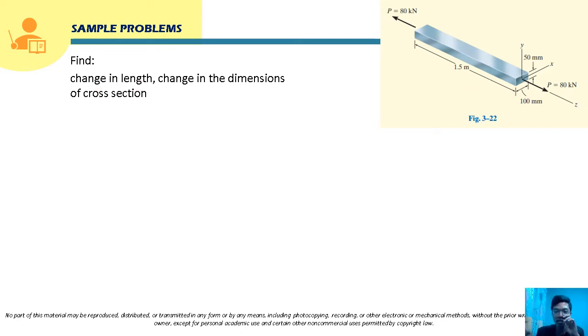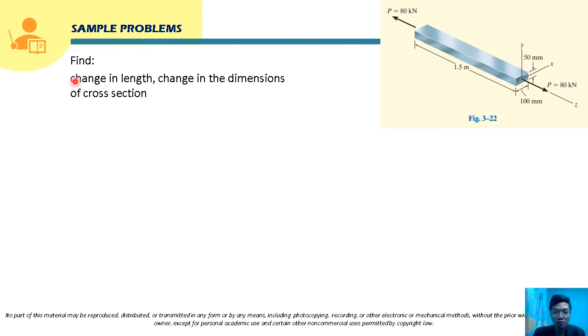Okay, it will elongate. And since it will elongate in the direction of the applied load, there will also be a change in the lateral direction of this bar. So its cross section will change. This 100 millimeter side will definitely contract, since the bar will elongate. And the same with this 50 millimeter side, this will also contract, since the longitudinal direction of the bar will elongate. Okay, so we are going to solve that.